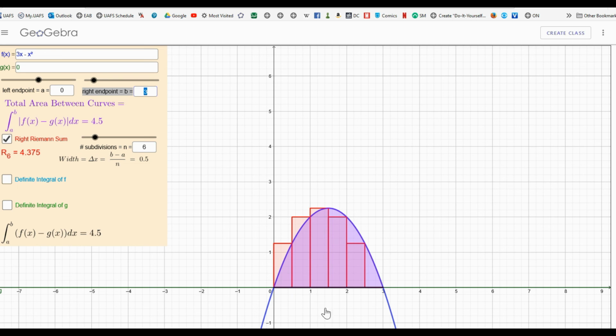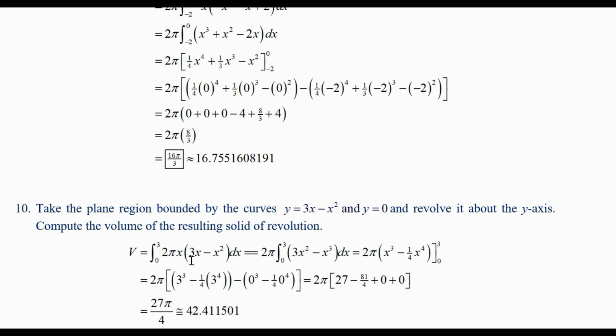But this time, instead of revolving around, say, the x-axis or some horizontal line, we're going to revolve around the y-axis. So we're going to get cylindrical shells. This time, the radius is the distance from the y-axis, which is just x. And really, the height is just 3x minus x squared. Okay, so let's go back to our calculation. And so it's 2 pi, x is the radius, and then 3x minus x squared is the height, dx is the thickness, integrate from 0 to 3.